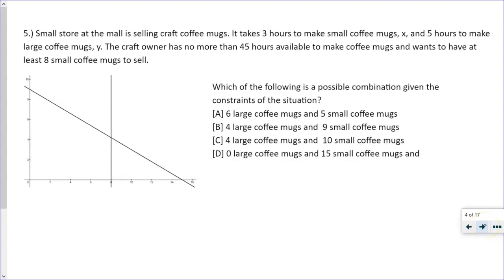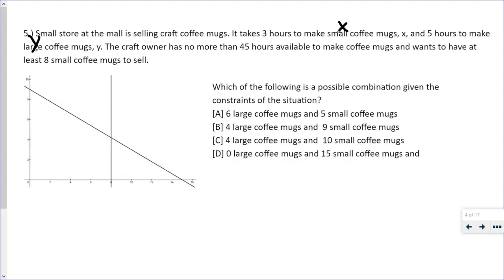All right, a small store at the mall is selling craft coffee mugs. It takes 3 hours to make a small coffee mug, which will represent X, okay? And 5 hours to make a large coffee mug, which represents Y, okay? So small right here is represented by X, and large is represented by Y. All right. The craft owner has no more than 45 hours available to make coffee mugs and wants to have at least 8 small coffee mugs to sell.